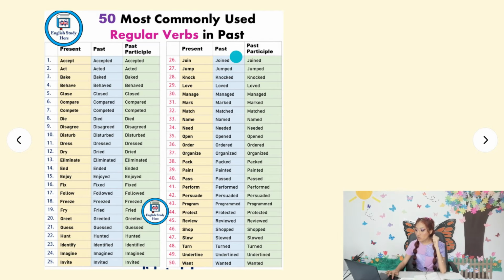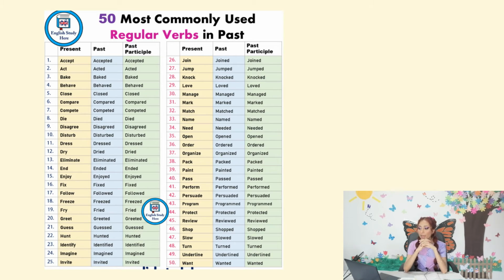Let's keep going. Joined, jumped, knocked, loved, managed, marked, matched, needed, opened, ordered, organized, packed, painted, passed, performed, pursued, programmed, protected, reviewed, shopped, slowed, turned, underlined, and wanted.